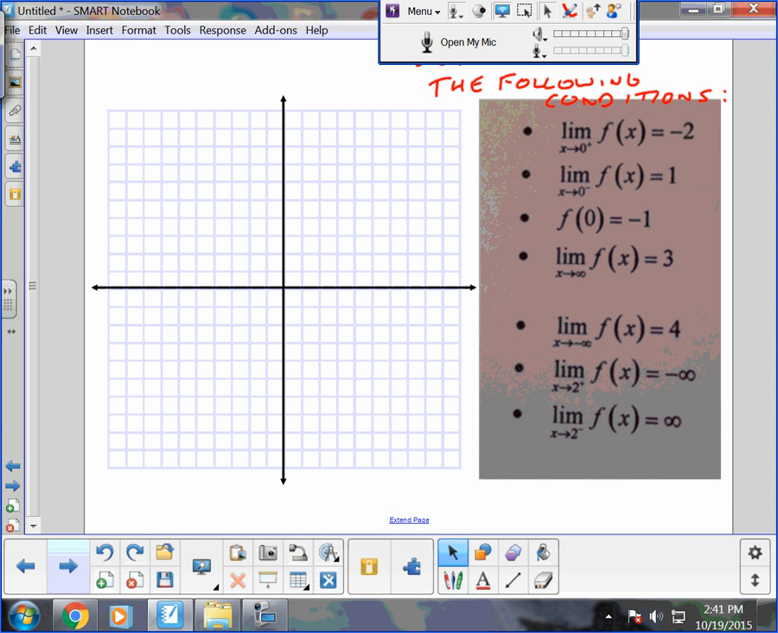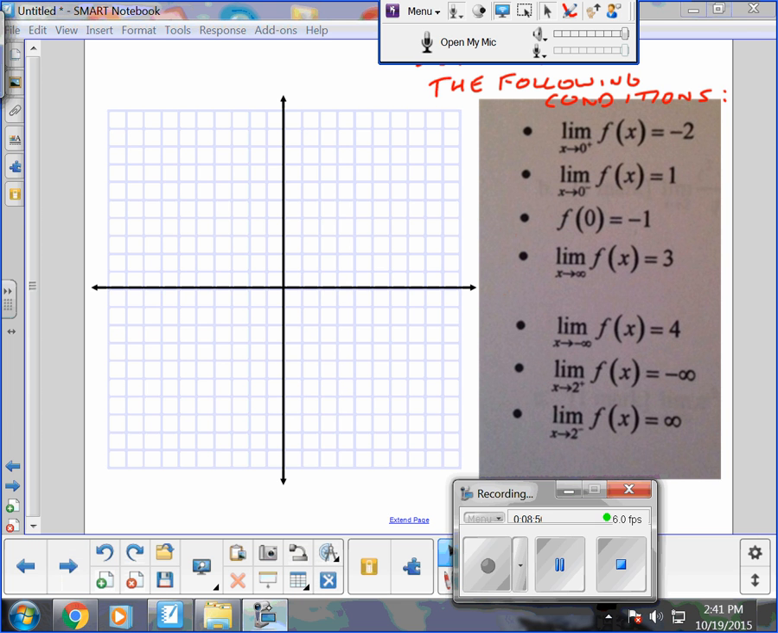Oh, how about this? I want you to create a graph with the following conditions. The limit as x approaches 0 from the right-hand side of f of x is negative 2. The limit as x approaches 0 from the left-hand side is 1. F of 0 is negative 1, and so on and so forth. All right? Everybody's graph will be different. And I will give you a head start here. I'll pause the video, go ahead and make your graph, and then we'll do this one.